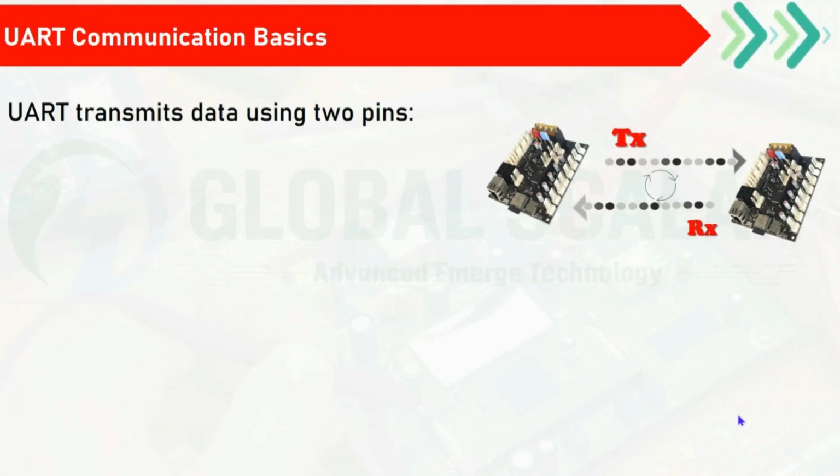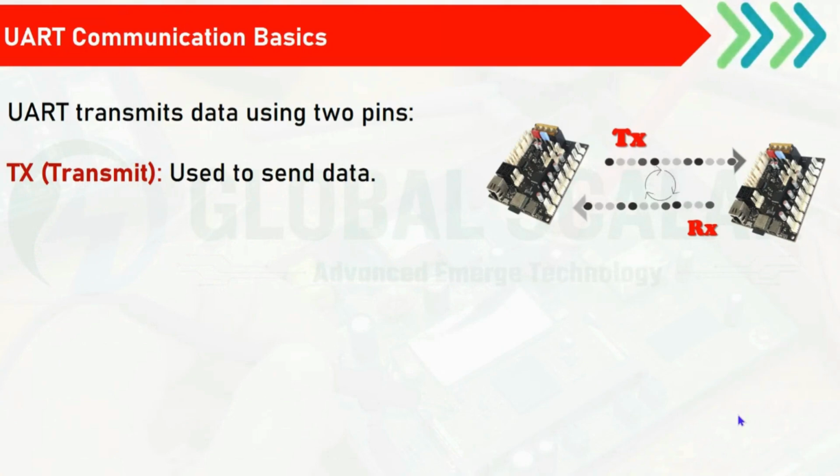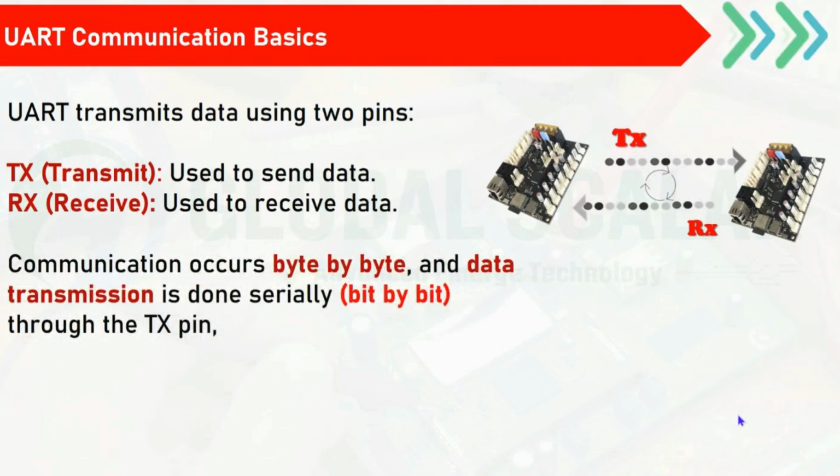Coming to the two wires used for transmitting and receiving, TX is used to send the data and RX is used to receive the data, where the data will be transferred bit by bit.